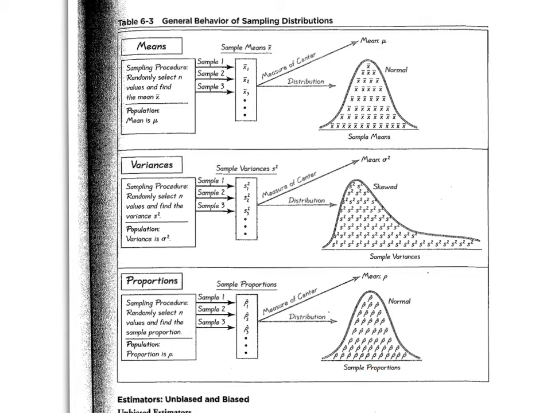So the variances, what's interesting about them is that they also target the variance of the population, but their distribution is skewed right, always skewed right. So all the sample variances of the sampling distribution would form a skewed right distribution, but they will target the population variance.